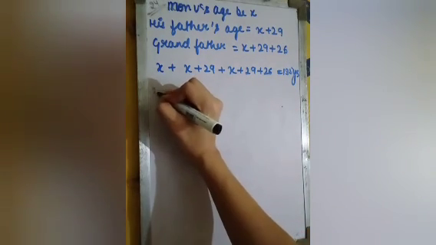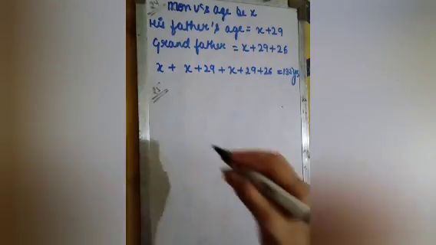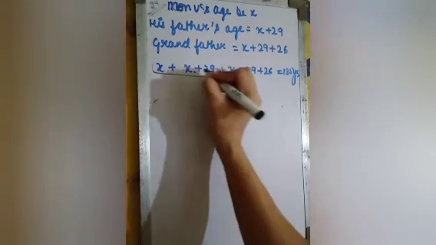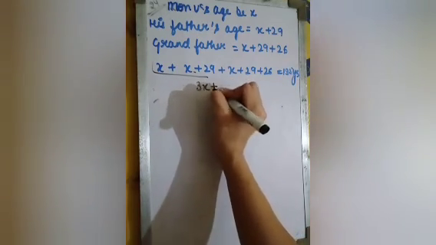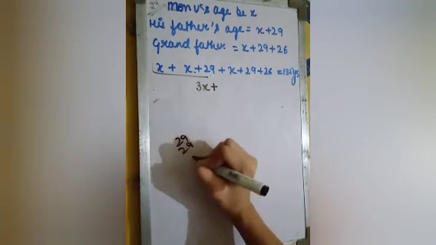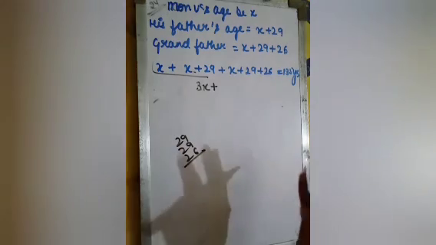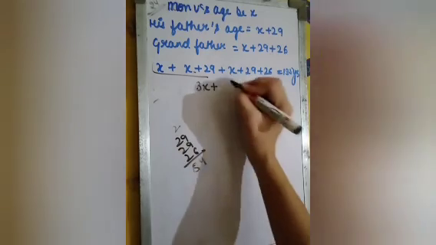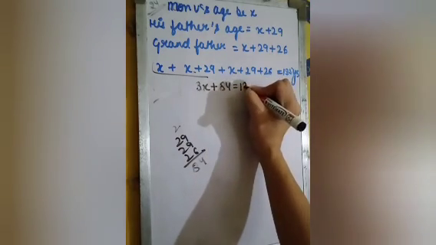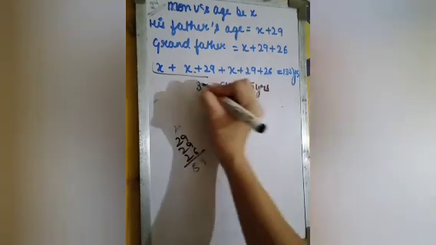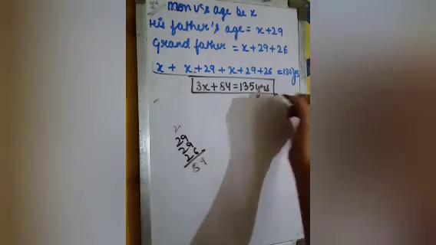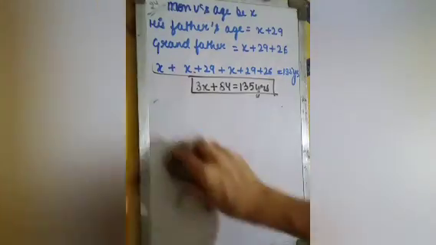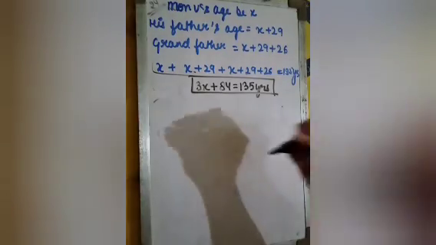Let's see question number 25. See student, I am solving this equation for you to solve. See, you can write it as 3x plus 29 plus 26, that is 84, equals to 135 years. Now this is your equation, you can solve it, right?